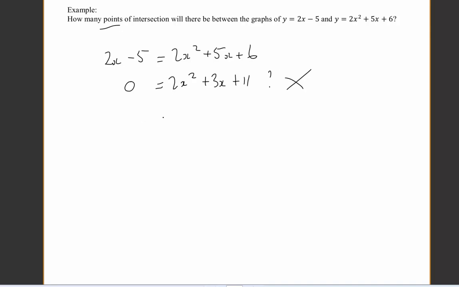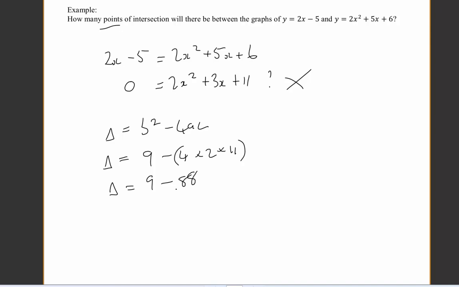So the best thing to do is actually run the discriminant on that. Okay, so what we'll do is we'll have a look at the discriminant. So discriminant is equal to b squared take 4ac. And that tells you the number of solutions that comes out of a quadratic function, or can come out of a quadratic function. So let's go. Discriminant is b, which is 3, squared, which is 9. Take away 4 times 2 times 11 equals 9. Take away 4 11s are 44, 88.